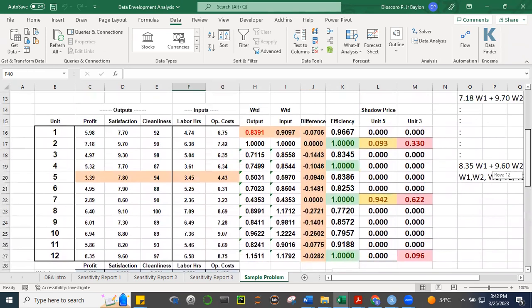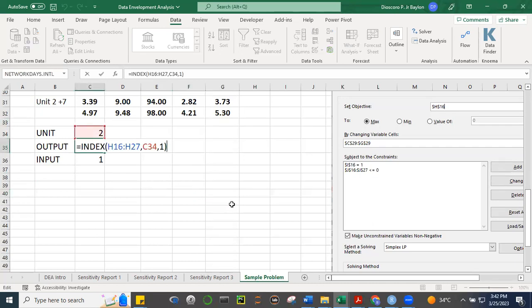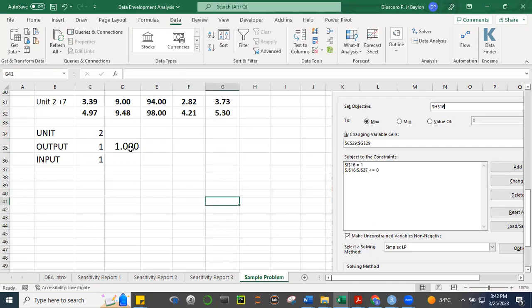Okay, so the first one was a bit manual, where we had to change the solver parameters one at a time, the objective function and the constraint, to get the efficiency of that specific unit. And then we copied it here, right? Now for this one, this is a better solution. Of course, you can use the INDEX function, or VLOOKUP, but it's better even to use XLOOKUP.